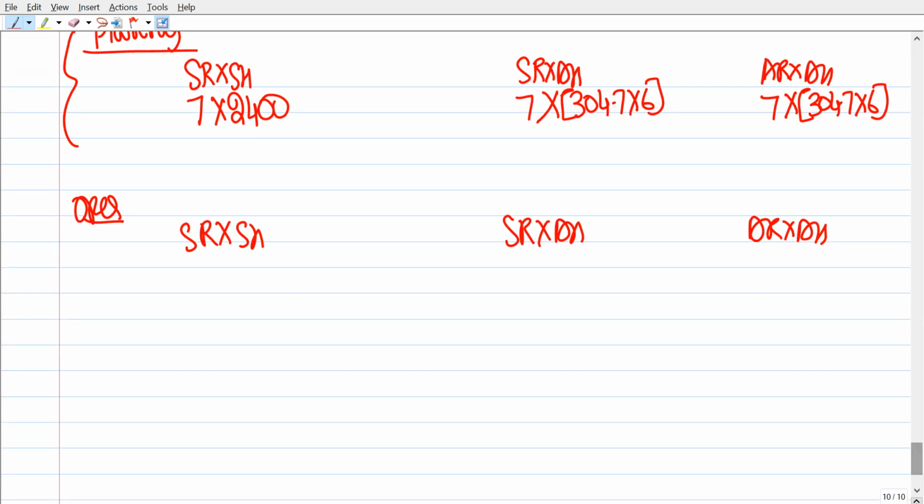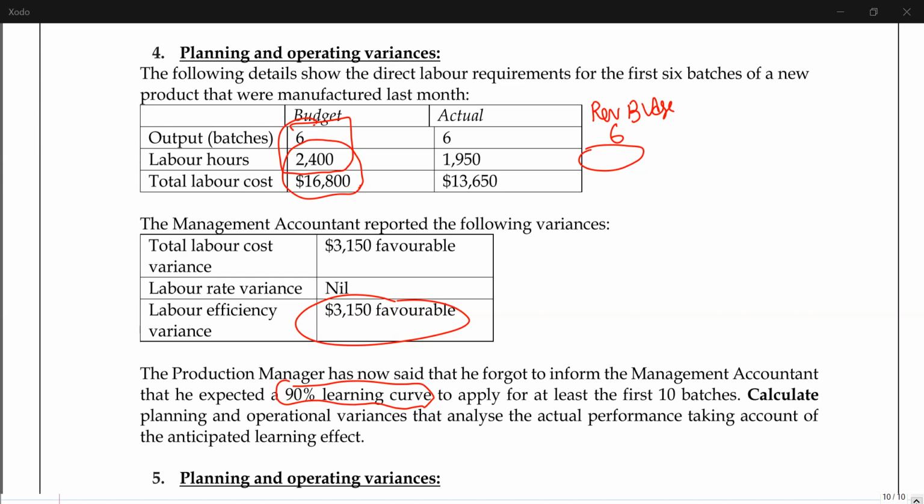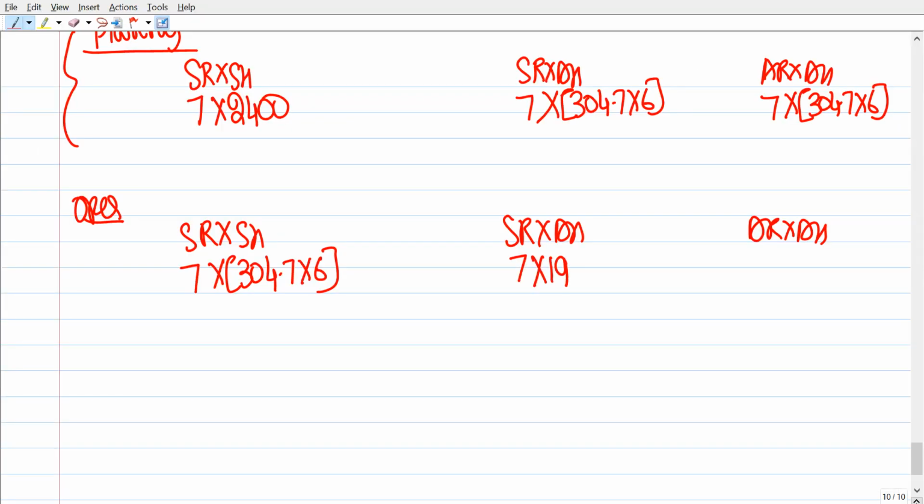Now this continues to be 7, and SH now is 304.7 into 6. This is 1950, and the last number is multiplication 13,650. Whatever variances you calculate above, labor cost variance, labor rate, labor efficiency, the formula and all is the same. It's called labor cost (planning variance), labor rate (planning variance), labor efficiency (planning variance), labor cost (operating variance), labor rate (operating variance), labor efficiency (operating variance).